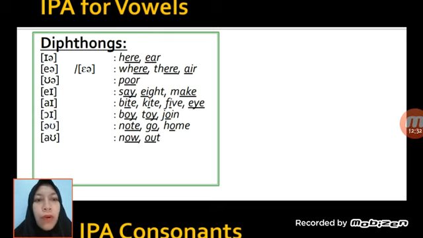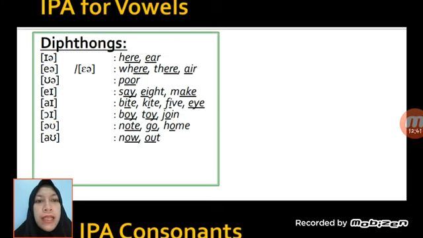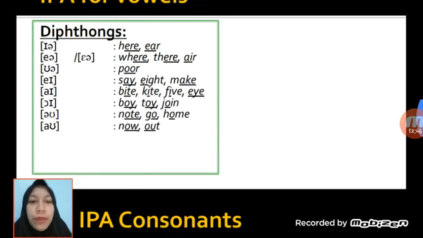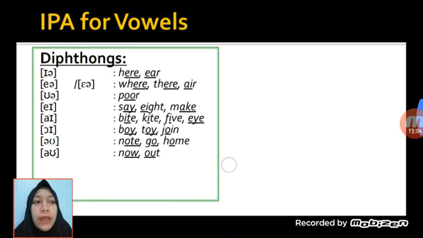Ini adalah simbol untuk oi. For example, the word boy, toy, join. And then you have o, like note, go, home. Itu secara benarnya untuk pronunciation-nya seperti itu, ya. But we used to say it very quickly like note, go, home, for example. And then you have ow, for example, in the word now or out. Jadi ow, ya. Jadi diphthong ini merepresentasikan bunyi atau pronunciation for the word correctly.